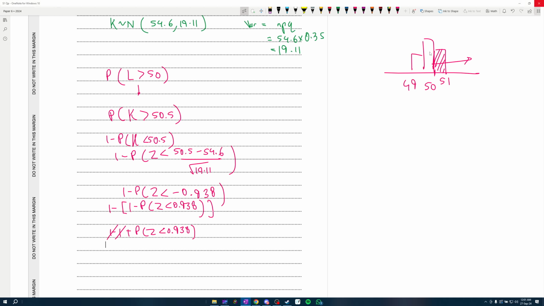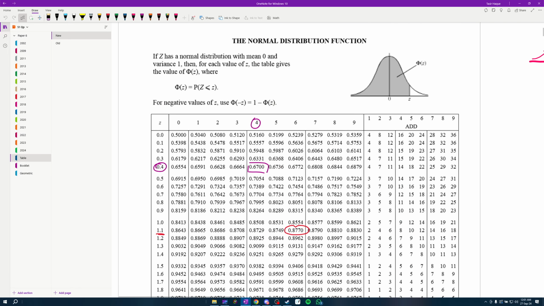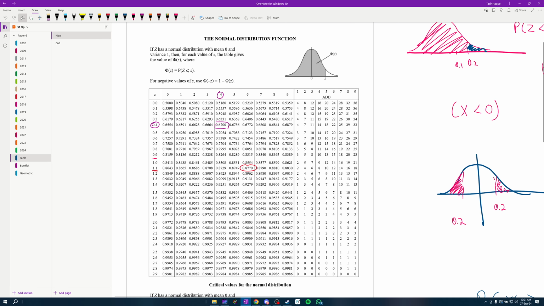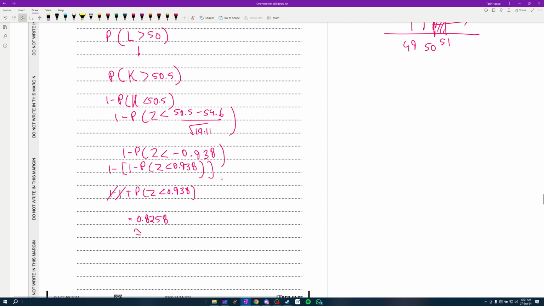So let's look for 0.938 on the table. 0.93, 20. 0.8238 plus 20, which is 0.8258. 0.8258. Now we have to round this off to 3 SF since it's non-exact. 0.826 is our final answer, yeah.